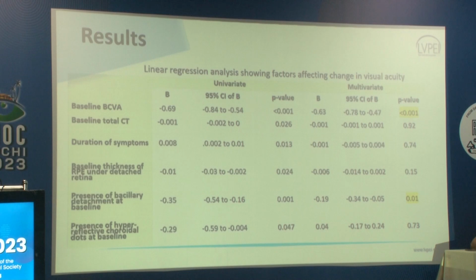a lower baseline best-corrected visual acuity, a higher baseline total choroidal thickness, shorter duration of symptoms, increased thickness of the RPE under the detached retina, the presence of bacillary layer detachment, and the presence of hyperreflective choroidal dots showed a greater improvement in visual acuity. But on multivariate analysis, only a lower baseline BCVA and the presence of bacillary layer detachment at baseline showed a significant effect on the final improvement of BCVA.